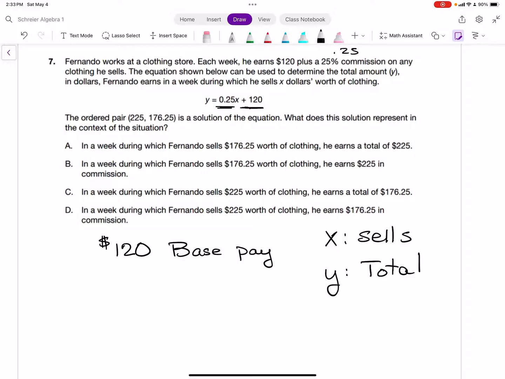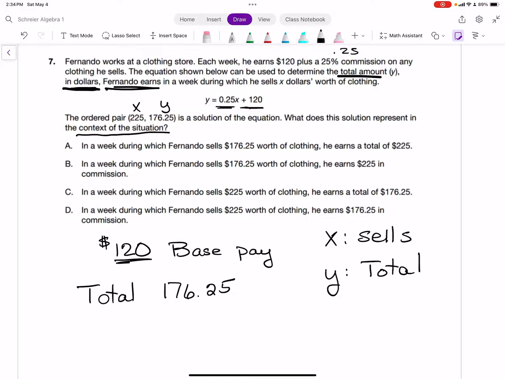So now that we sort of understand the equation, they ask, what does this ordered pair mean in the context of the situation? So ordered pairs are in the form X, Y. So Y, it says, is giving you in dollars how much he earns in a week, total. So it says here the total amount. So this is telling us that in total, he earned $176.25. So 120 of it was the base pay, and the rest was commission.